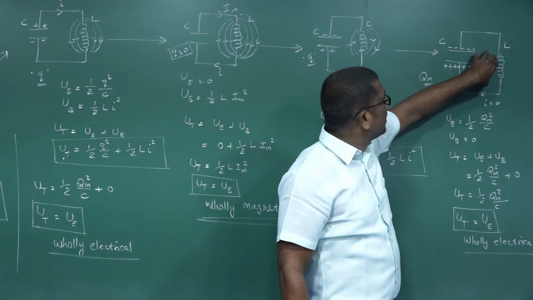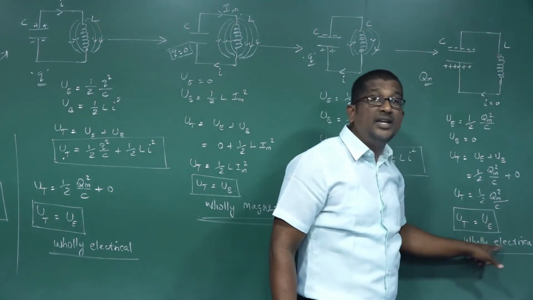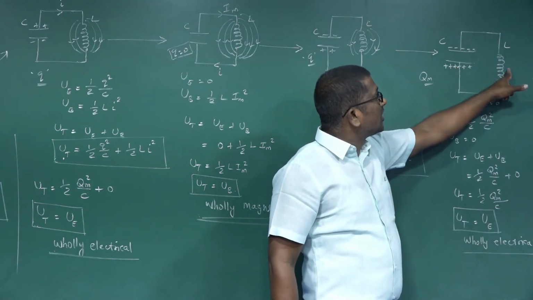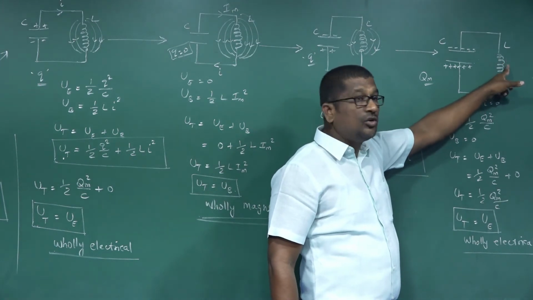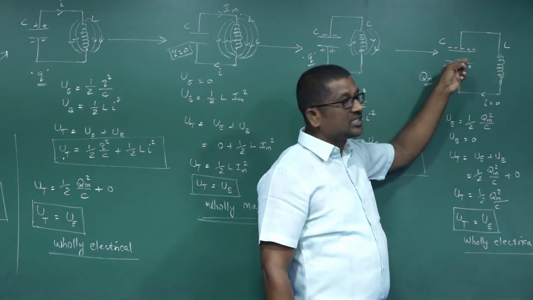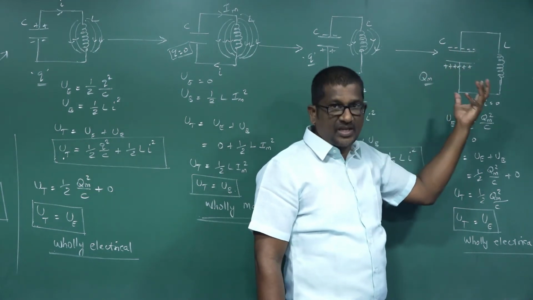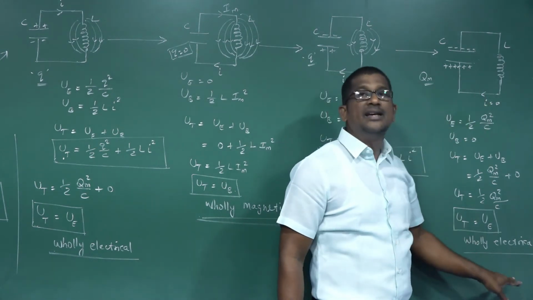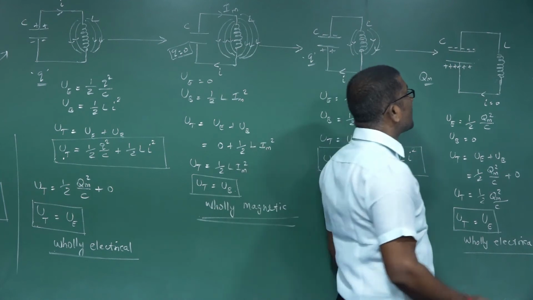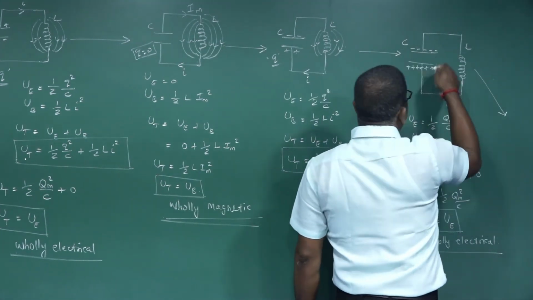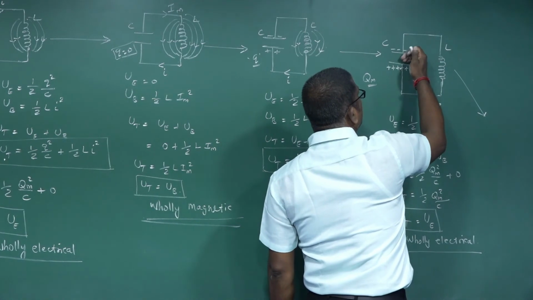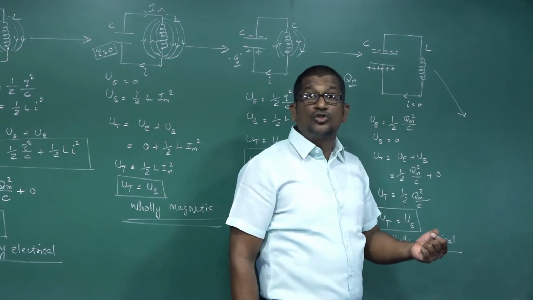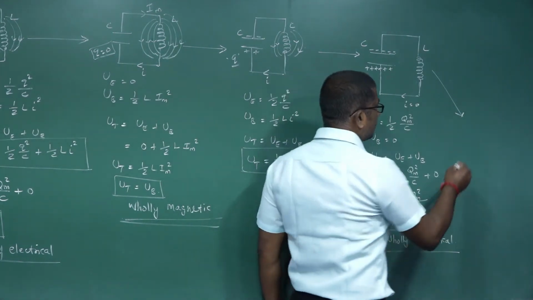In this state, the total energy of the LC circuit is wholly electrical, because there is a maximum amount of charge in the capacitor but no current in the inductor. The current in the inductor is zero, so the magnetic energy is zero, and the charge in the capacitor is maximum, so the electrical energy is maximum. So here is a completely charged capacitor. When the completely charged capacitor is connected to an inductor, the capacitor starts to discharge.